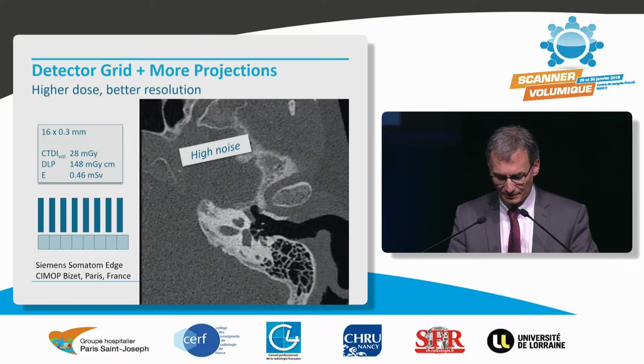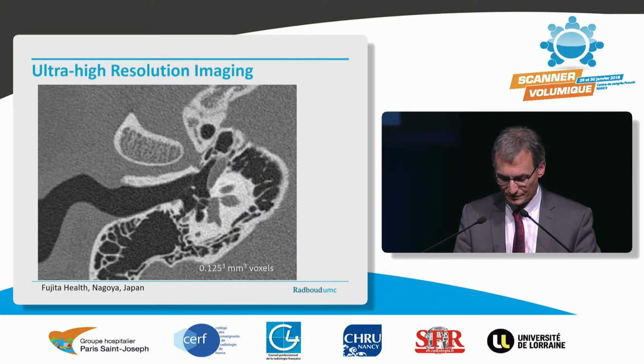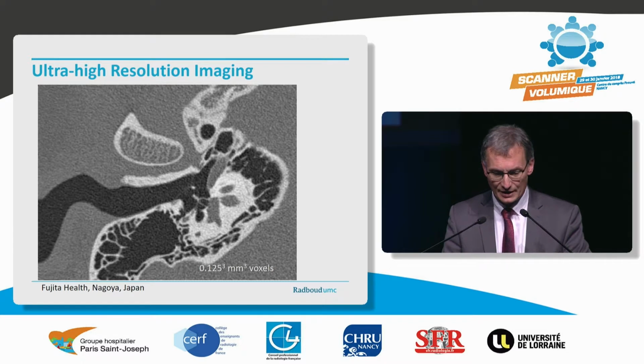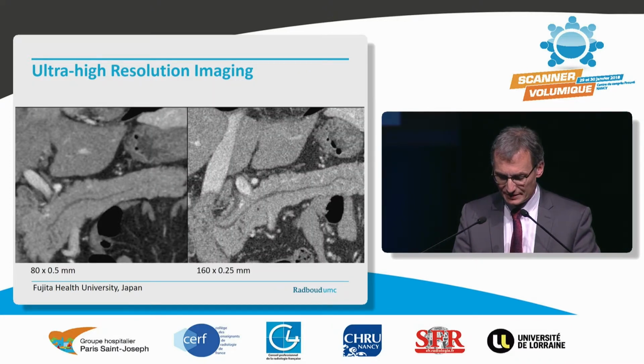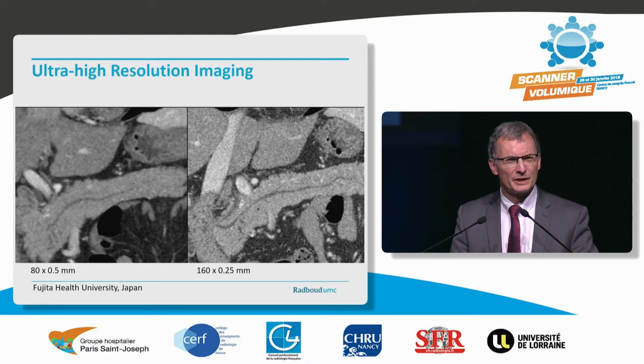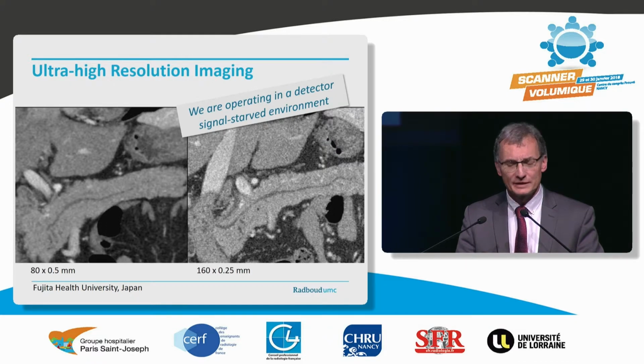So here we see an example of these grid-based images, very good resolution, for example, of the stapes here, but at higher image dose. Here, a situation with an ultra-high resolution detector that actually gives you voxels in the range of 0.25 cubic millimeters and a very high spatial resolution where you even see the stapes muscle. One of the problems that we see as we go to these higher resolutions is that the noise will go up. So containment of noise will become the most important factor when we go to ultra-high resolution imaging. We're basically operating in a detector signal starved environment.